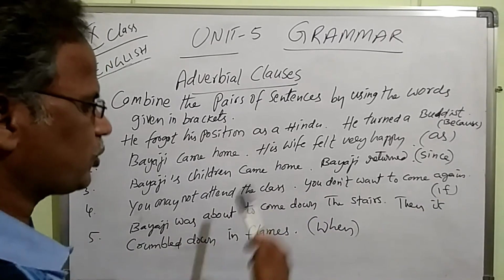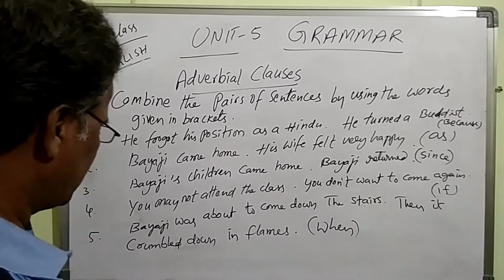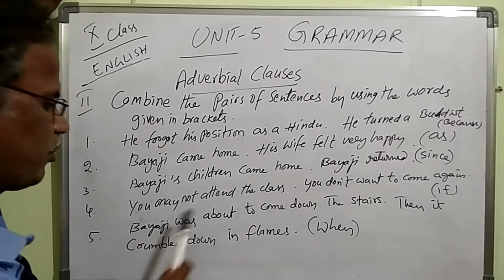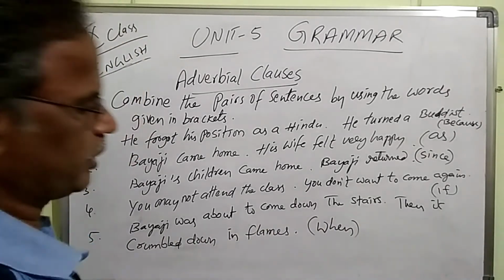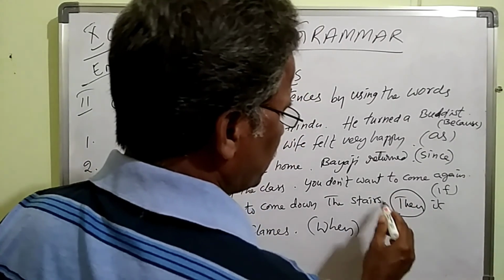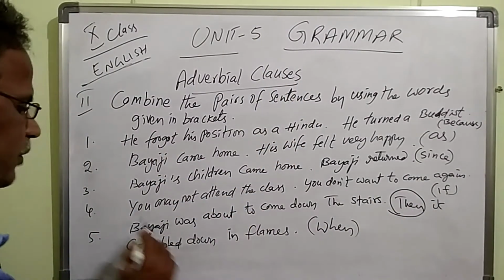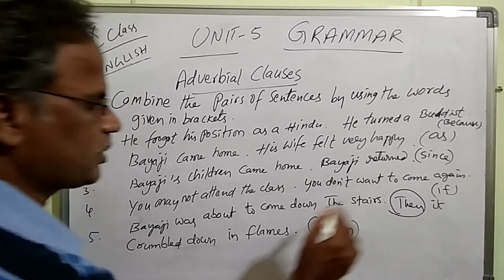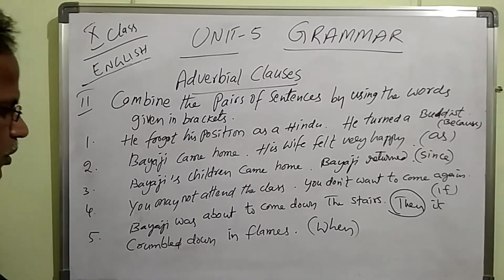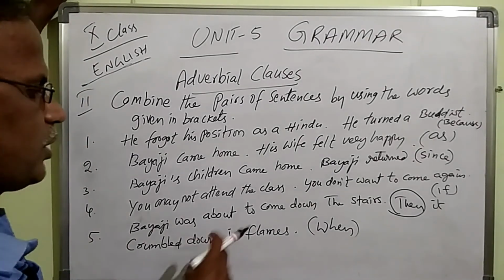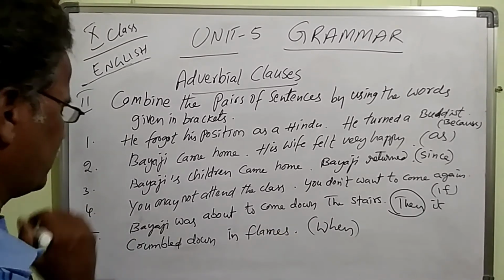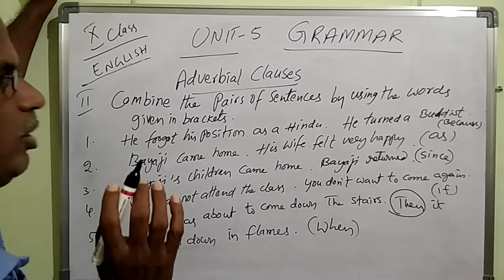Fifth one: Bayaji was about to come down the stairs. Full stop. Then it crumbled down in flames. Where can you use it? When Bayaji was about to come down the stairs, remove the word then, no need to write it. Remove the full stop and use a comma: when Bayaji was about to come down the stairs, it crumbled down in flames. So when is used before this clause, and that is the adverbial clause.